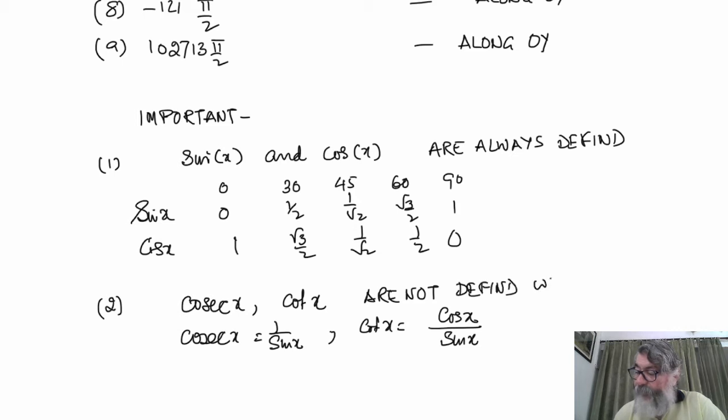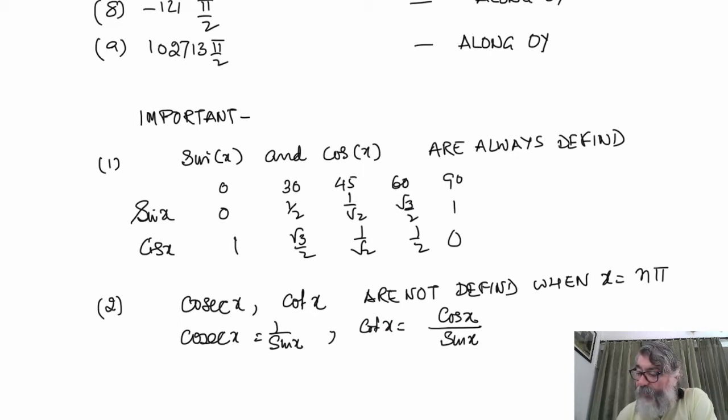So cosec x and cot x are not defined when x is equal to n pi. Because when x is n pi, then sine is always 0. So cosec x and cot x are not defined on the x-axis, because sine 0 is 0. So if I put here 1 upon sine 0, 1 upon 0 is not defined.